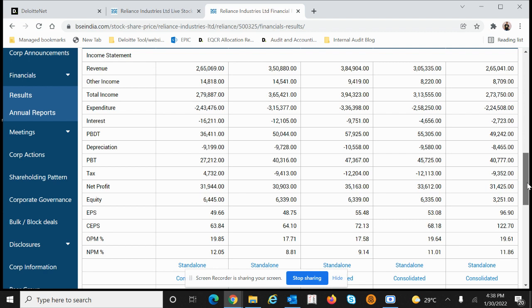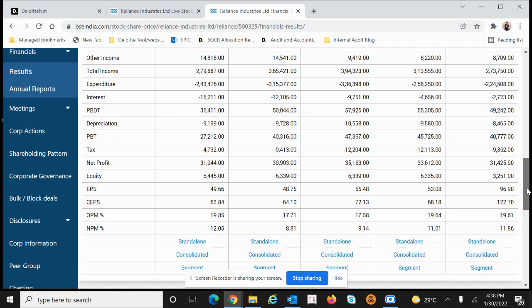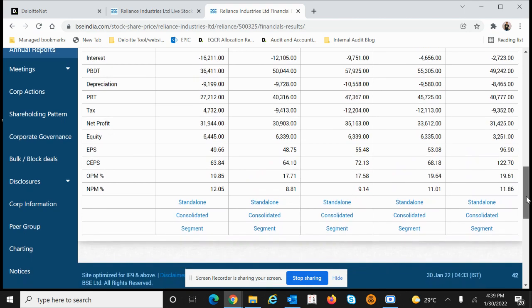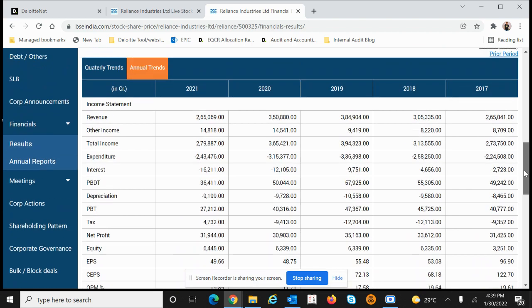PBDT stands for profit before depreciation and tax, then less depreciation, PBT stands for profit before tax, less tax, then the net profit, equity, EPS. How is the EPS derived? The net profit divided by the number of equity shares. The OPM stands for operating profit margin, and the NPM stands for net profit margin.